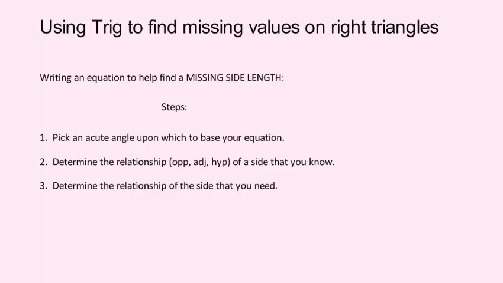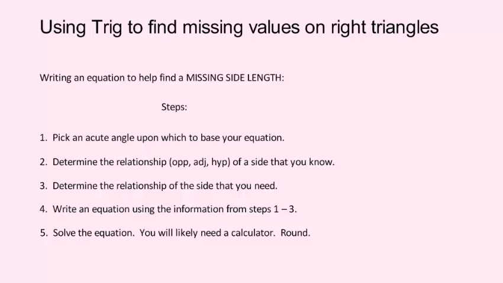Also, you need to figure out the relationship between the acute angle that you picked to work off of and the side that you're looking for. Again, is it the opposite? Is it the adjacent? Is it the hypotenuse? Then take the information that you came up with in steps 1 through 3 and write a trig equation. If you're using opposite and hypotenuse, you'd want to use a trig equation that involves sine, for example. Then solve that equation and round off your answer. As a rule of thumb, we'll go to the nearest tenth, so 1 decimal place for all these answers.